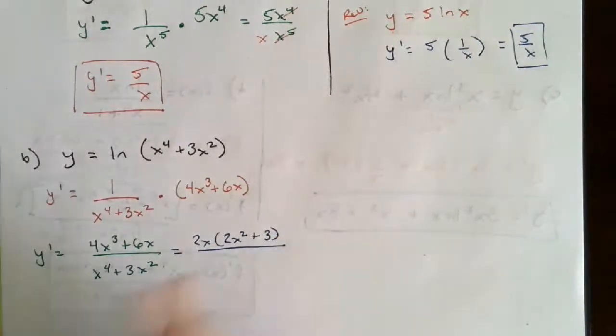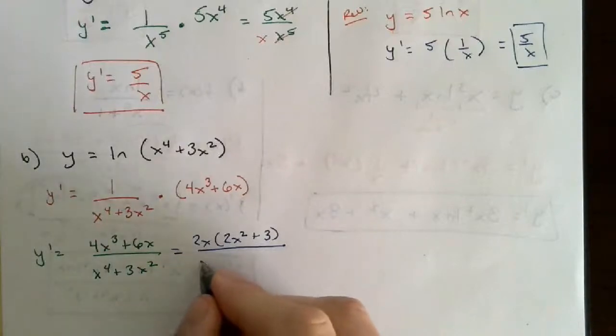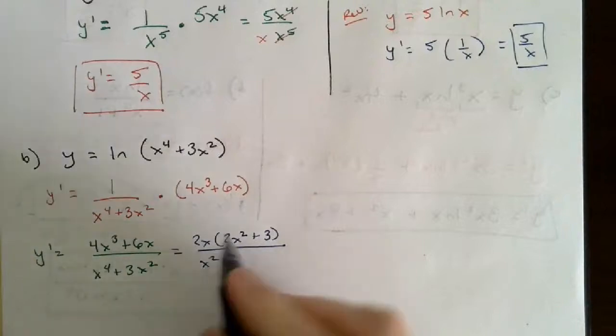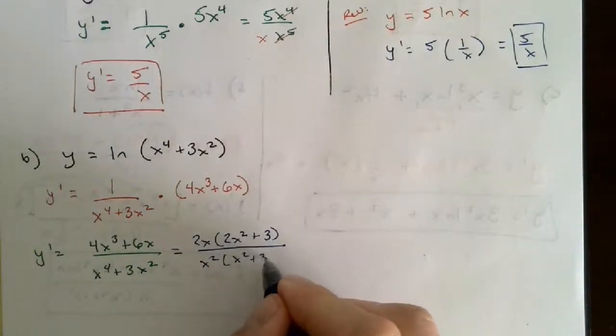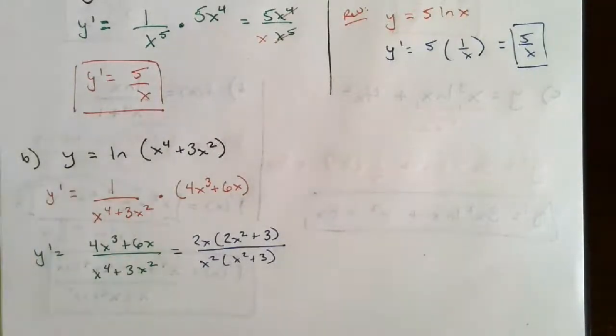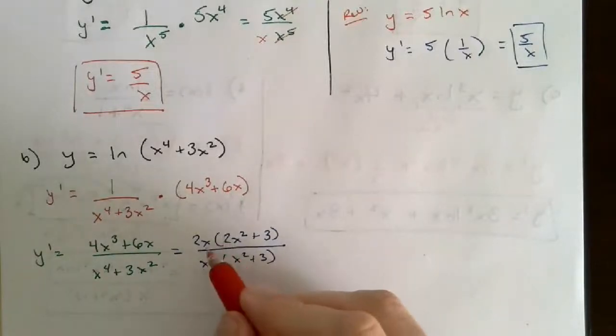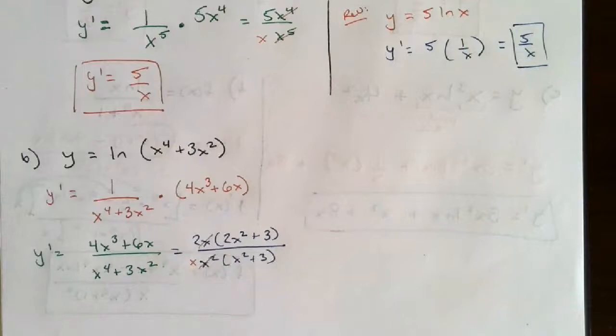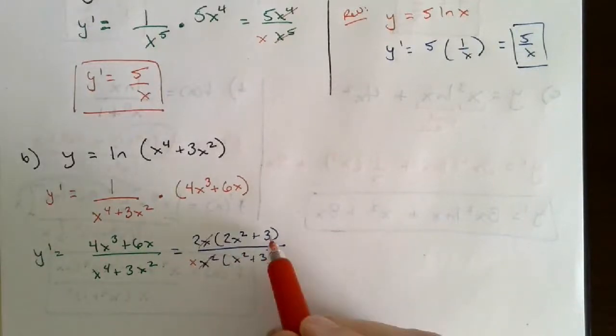Over in the denominator, x to the fourth plus 3x squared, I could factor out x squared times what's left over, which is x squared plus 3. Well, what can cancel here? Now I can cancel this x with one of these, so there's still one remaining. And nothing else cancels. You can't cancel these 3's, you can't cancel these x squareds.